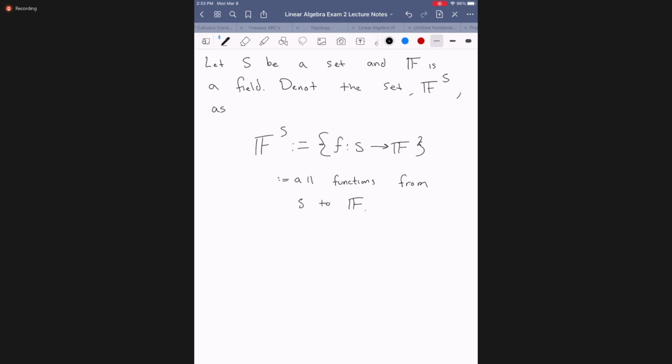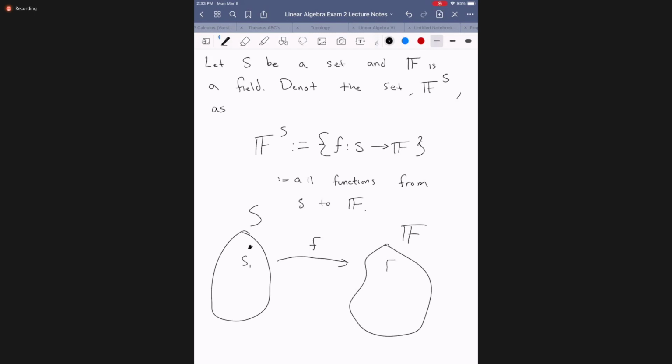So let's say here's my S, and here's S1, and here's my F. The function f just assigns this S1 to, say, f of S1. That's right here, right? So it maps S1 to f of S1. So what this F to the S means is the set of all such rules. It's not just one function, it's every single function that you can possibly conceive of. So I'm forming the set now, okay?